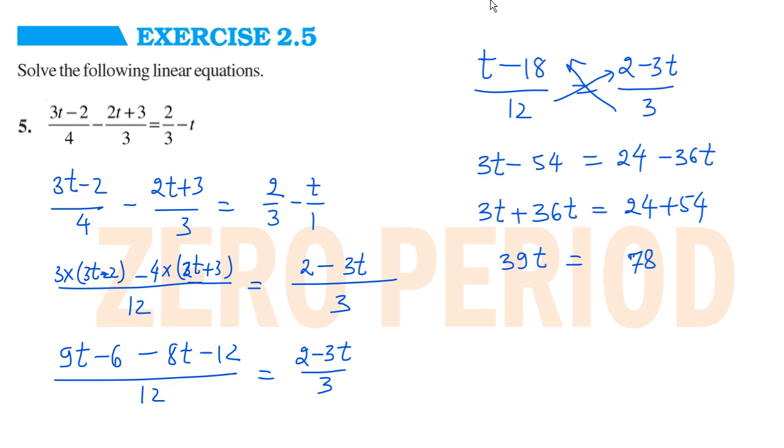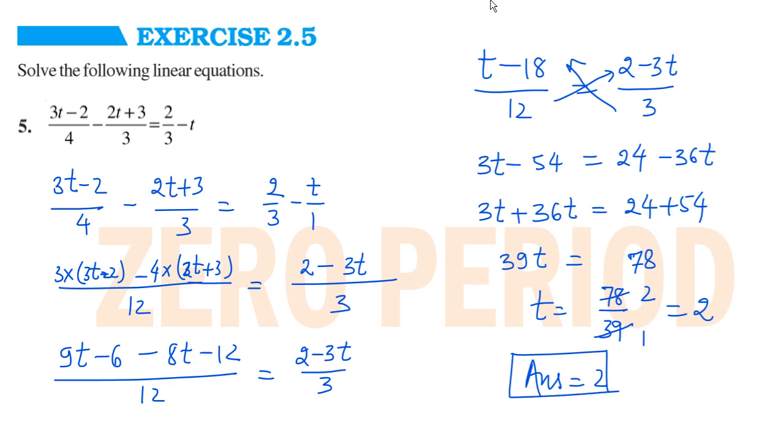Sorry, 2 plus 5 is 7 only, na? So t will be 78 upon 39. 39 2 ja 78, so you can cancel this. 39 1 ja 39, 39 2 ja 78, so you got t is equal to 2. Your answer is 2. You can write your answer.